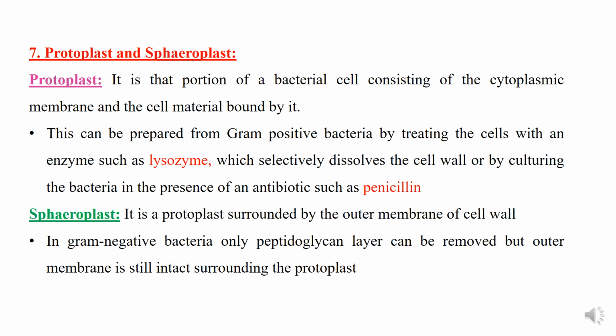If you treat the bacterial cell with the enzyme lysozyme, it selectively dissolves the cell wall, but it does not dissolve the cytoplasmic membrane, and thereby we can obtain the protoplast. Or if you treat the bacterial cell with the antibiotic penicillin, we can also get the protoplast. And the spheroplast is the protoplast surrounded by the outer membrane of the cell wall. In the case of gram-negative bacteria, when treated with an antibiotic, we can remove the peptidoglycan layer of the cell wall, but the outer membrane of the cell wall remains, so that we can obtain the spheroplast.